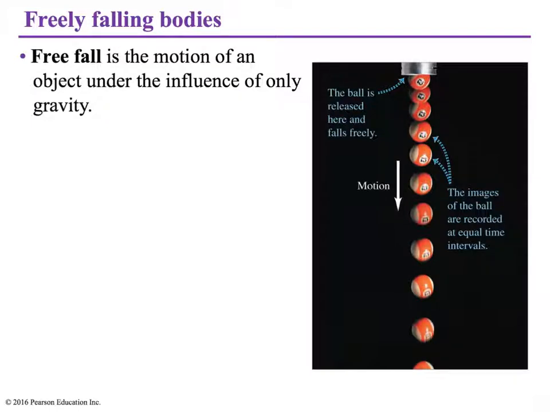In this picture, they've taken pictures of a ball that's falling through the air at equal time intervals, and we see that the distance that the ball has traveled is increasing at every time interval. So we can see that the ball is accelerating because the velocity is increasing between each successive picture. From here to here, the ball is going faster because it covers more distance.